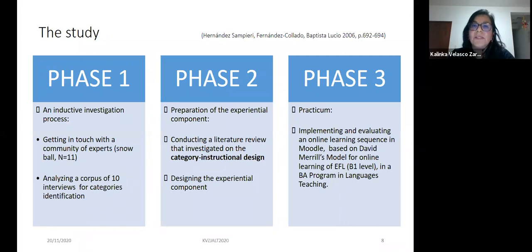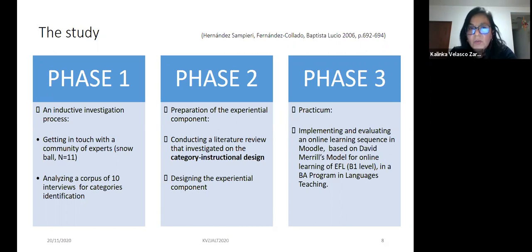The study was conducted in 3 stages. Phase 1 consisted of an inductive research process. At this stage, the pre-service teacher got in touch with a community of experts, distance learning experts. They were invited by one distance learning teacher, and they continued to invite others. So we got a group of 11 teachers who were interviewed in Mexico City. And this gave us as a result a corpus of 10 interviews for categories identification.